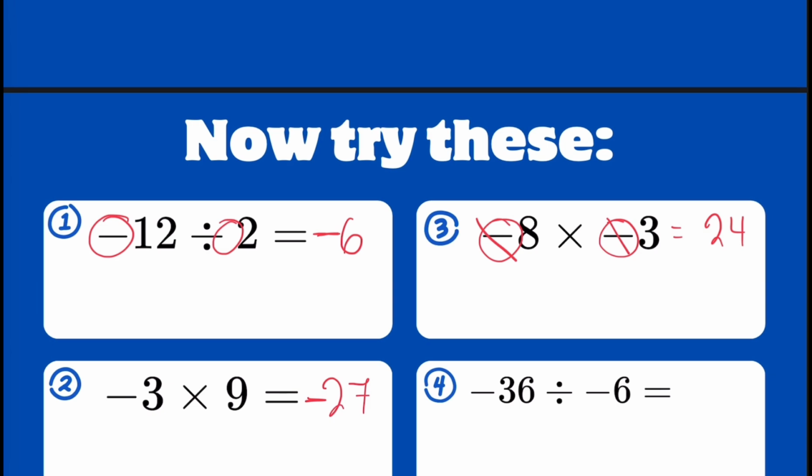And last one, negative 36 divided by negative 6. 36 divided by 6 is just 6. Two negatives make a positive, the same sign is always positive. So therefore, I'll just leave this as positive 6.